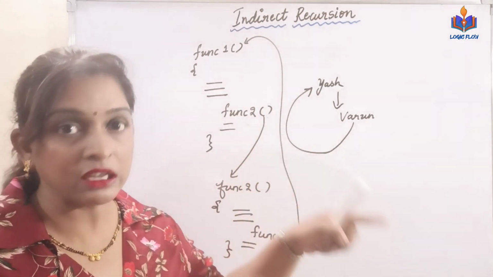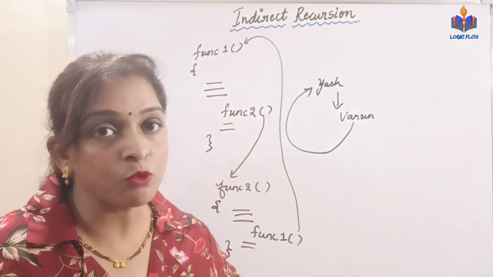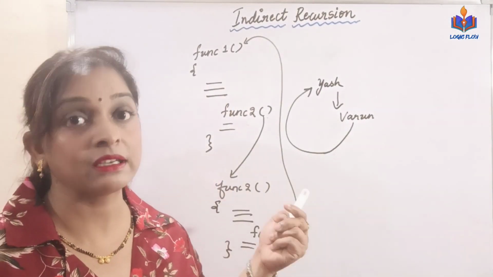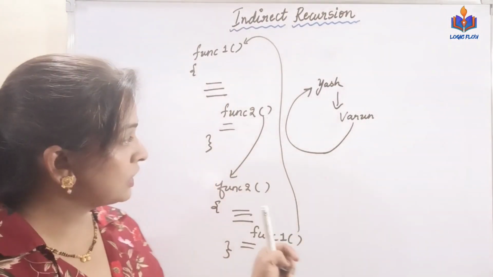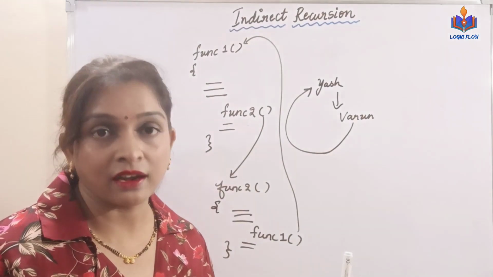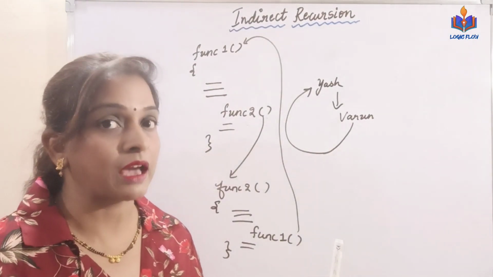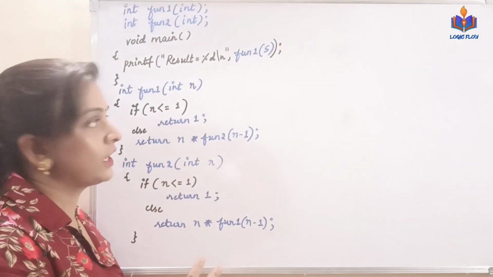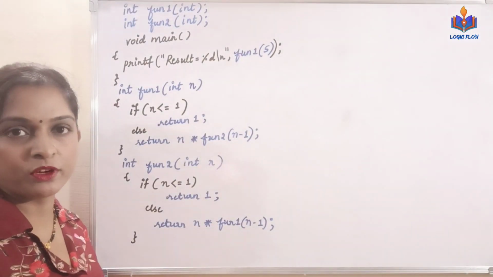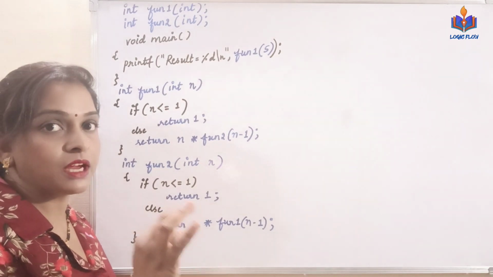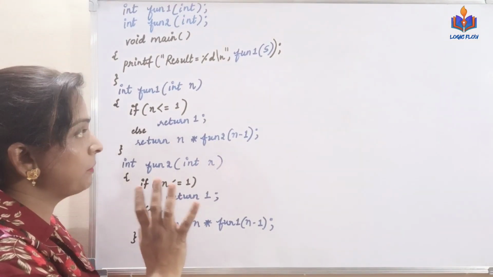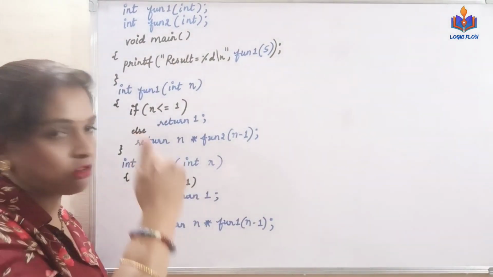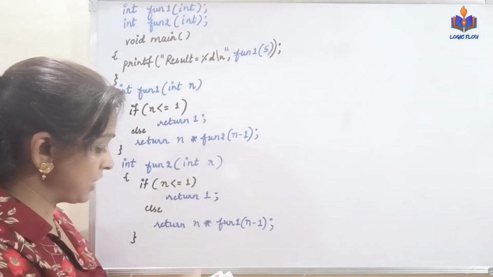A function calls one more function, and that one more function calls once again the same function. This is indirect recursion. So let us have a complete example and understand how indirect recursion works. Here we have a very simple program to understand the concept of indirect recursion. Let me tell you the flow first and then we'll get into the actual execution or the dry run. The flow we will understand first.